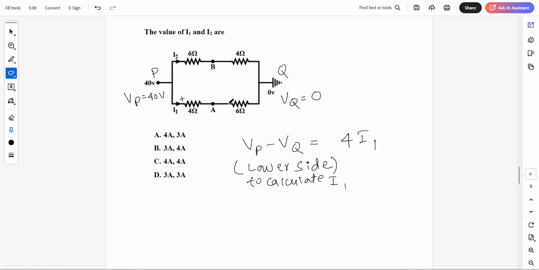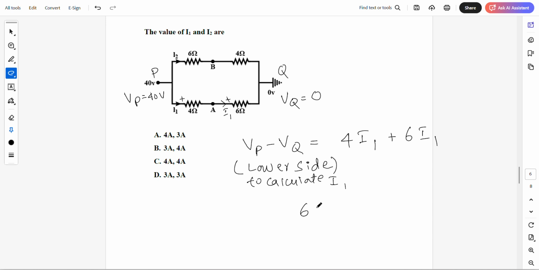If I move further, again I1 current is flowing here, so plus 6 I1, right? Vp minus Vq is equal to plus 4 I1 plus 6 I1. What is the drop here? 4 I1 plus 6 I1. What is the value of Vp? Now I can substitute. How much is Vp?